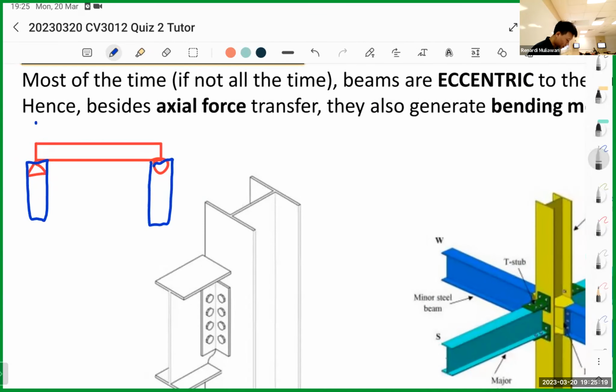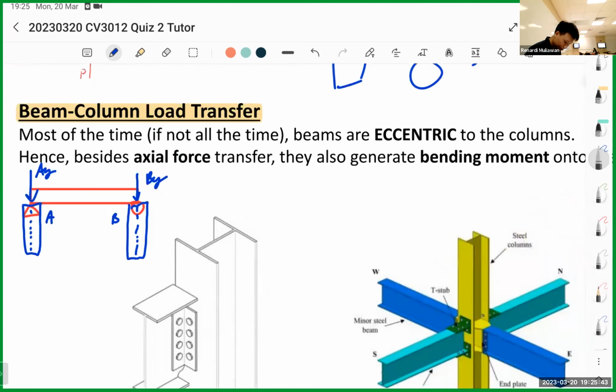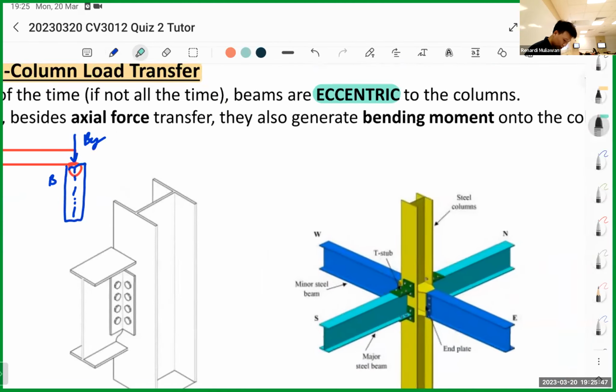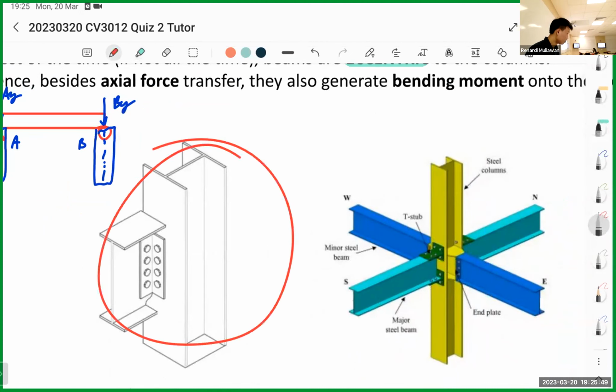Let's say you have a reaction here, this is A, this is B. So this is AY, this will be BY. It will directly transfer to the column, straight to the column. So that's the ideal case. But in most cases, the beam is not located exactly at the center of the column. We call it eccentric.